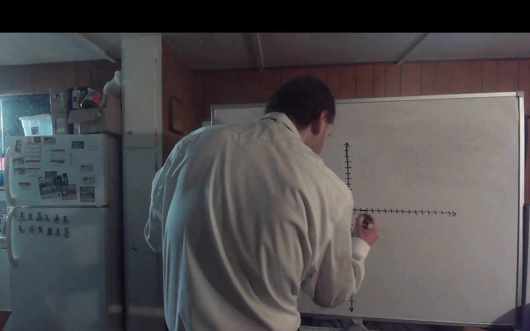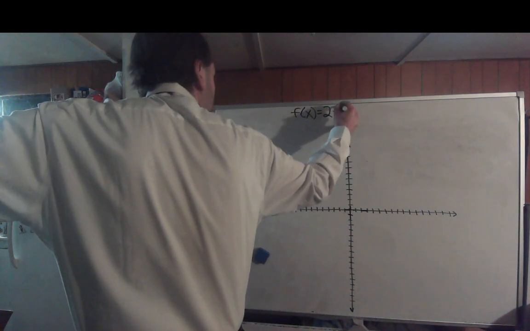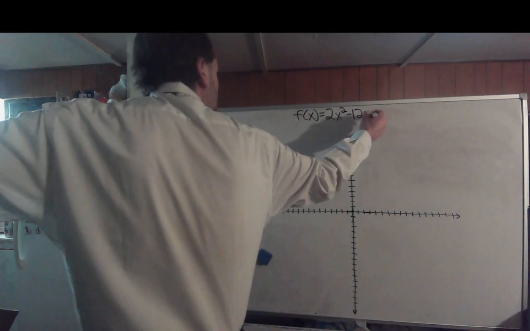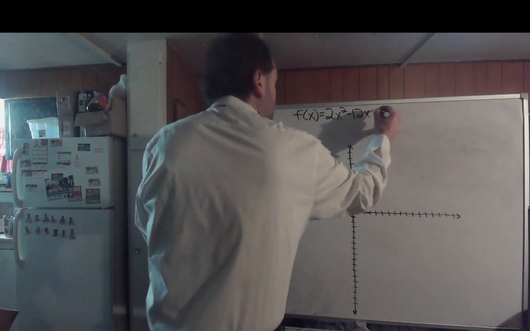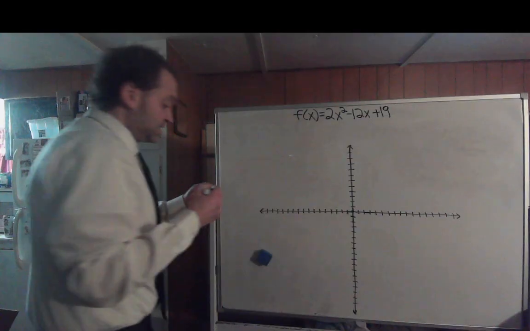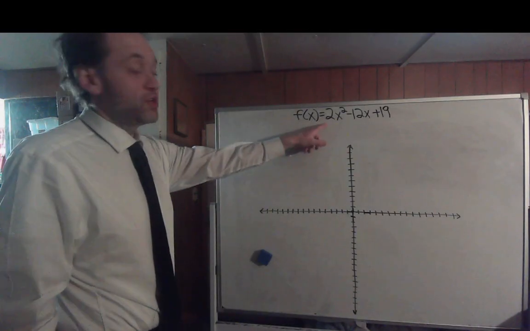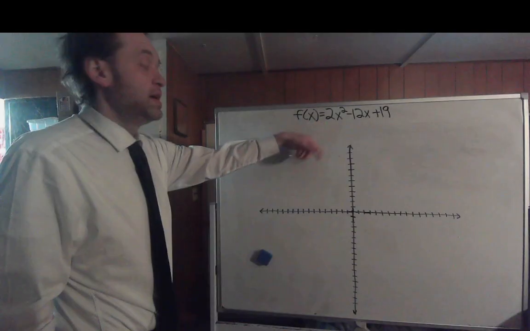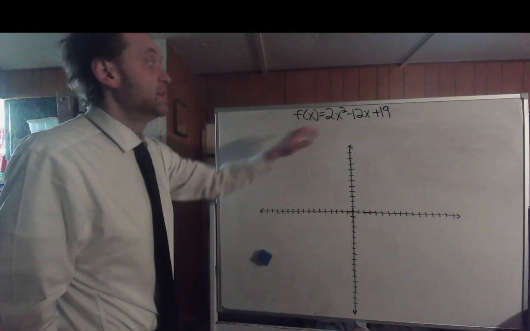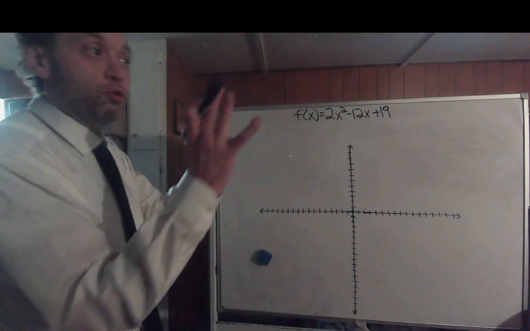Let's just reconnect this a little bit here. All right, what's the next one here? Doozy. We have 2x squared minus 12x plus 19. So we have f of x equals 2x squared minus 12x plus 19. Well, is the coefficient on my x squared term, which is a, positive or negative? It's positive, so that means the parabola is definitely going to open upward.